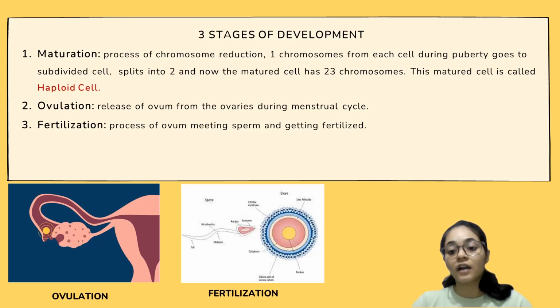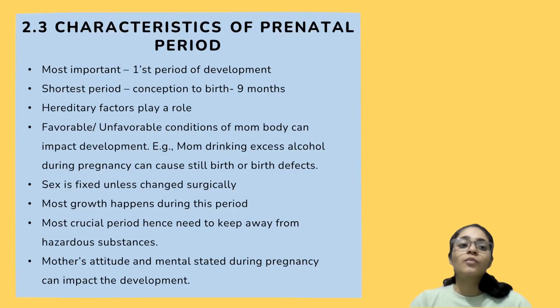When this unfertilized egg, which is released by the ovaries, meets a sperm and gets fertilized by that sperm, that is when fertilization happens, or in layman's terms, conception begins from there. Now, moving on to the characteristics of the prenatal period. This is one of the most important periods because it's the first period of development. It's one of the shortest periods as well because it lasts from conception to birth, that is 9 months. It takes 9 months for a baby to be born.